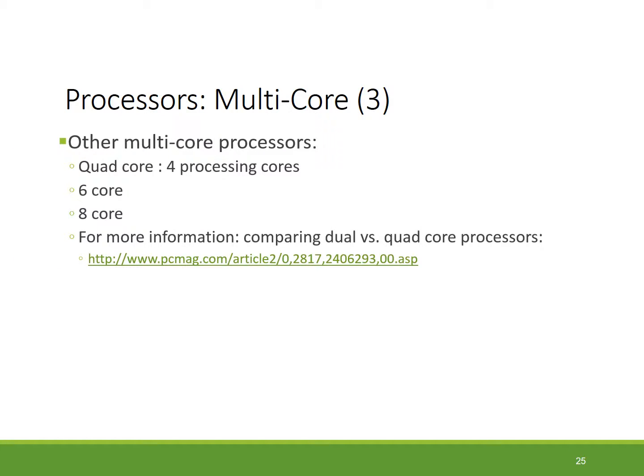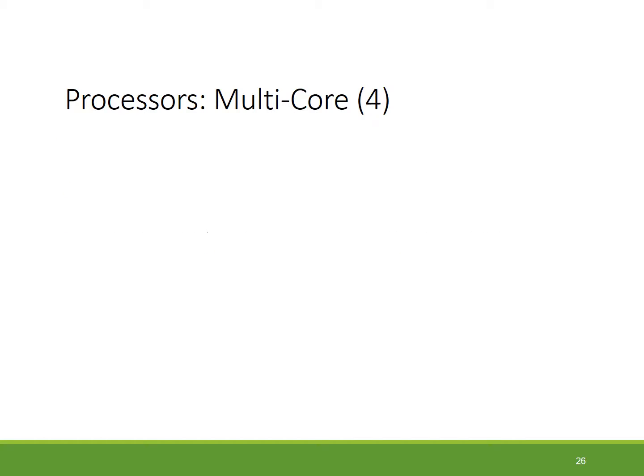Then there are other multi-core processors. You've got quad cores, 6 cores, 8 cores, and there's more information about quad core processors here. So again, when you're looking at speeds, you also have to take into account not only the speed that each of the cores go at, but also how many cores are involved.